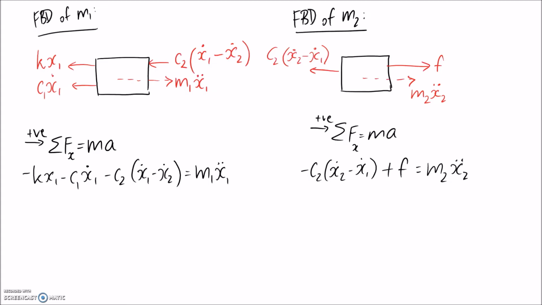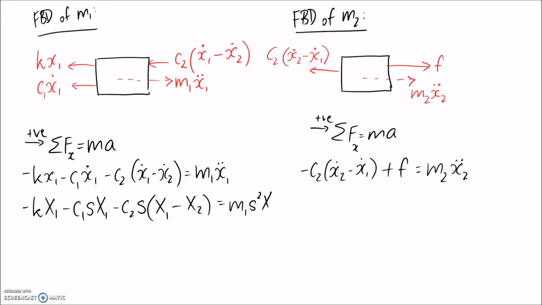So let's take the Laplace transform. We're going to assume that all the initial conditions are 0. So this one here, k is a constant, x1 is a function of time, so it's going to become a capital X1. c1 is a constant, x1 again is a function of time, it's got a derivative, so it gets an s when we transform it. This one here, they've both got one derivative, so each of them is going to get an s, and I'll just stick it outside the bracket. And this one has 2 derivatives, so it's going to get s squared X. Okay, so that's the Laplace transform.